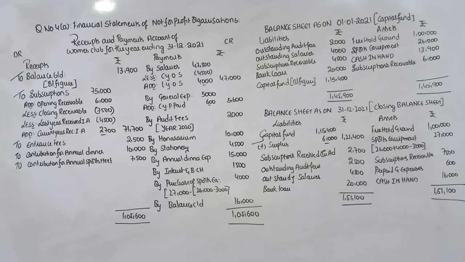Now we'll move on to question number 4b, which is the question on partnership regarding preparation of revaluation account and partners capitals account. Okay, boys and girls. So we'll move on to the last question of the session. It is question number 4b, boys and girls, which belongs to partnership.